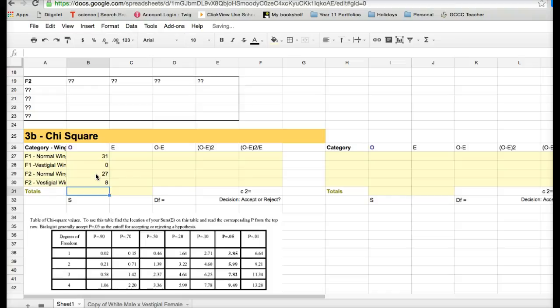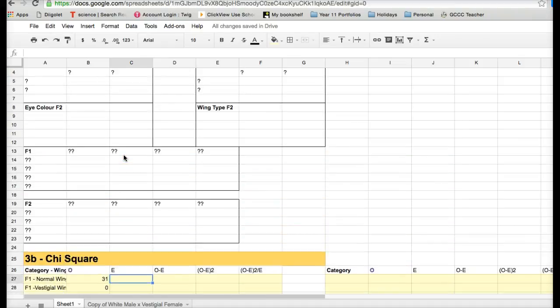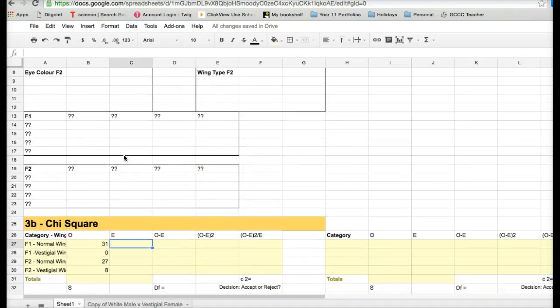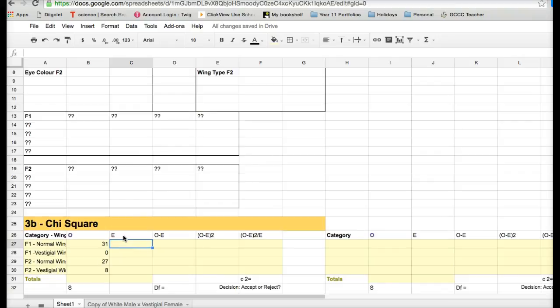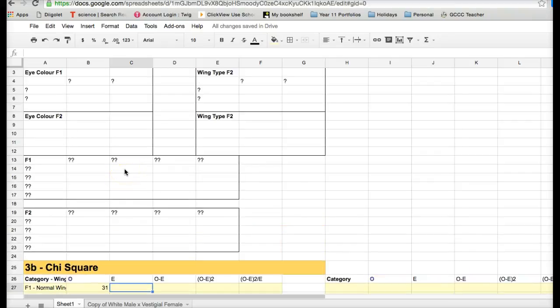Now we have to do expecteds, and this depends on your Punnett squares that you would have done above. I haven't actually gone in and put them down, but you have to work out your percentages, and you did this not only in your Punnett squares but also in our hypothesis. So let me just work that through quickly and I'll speed up the video.